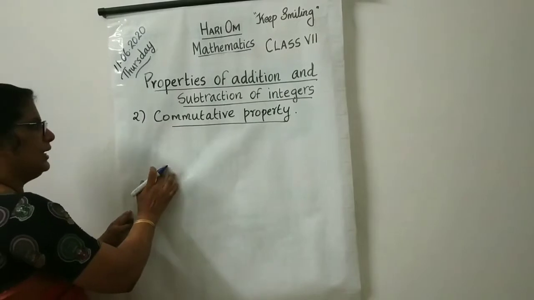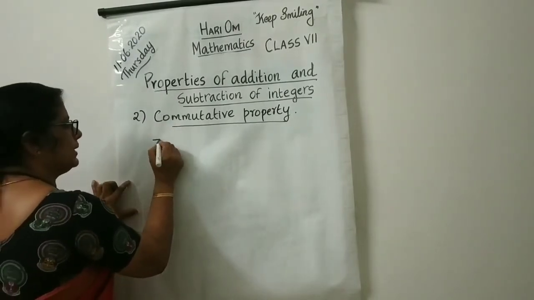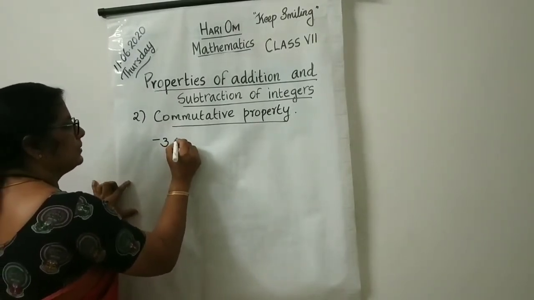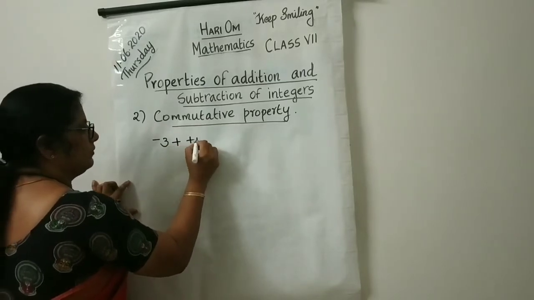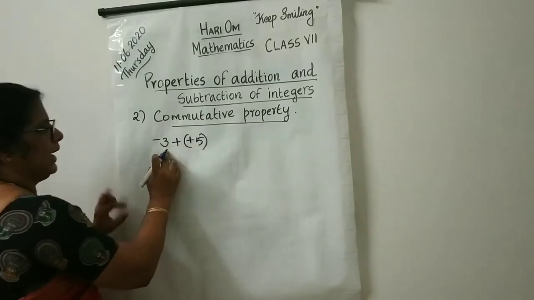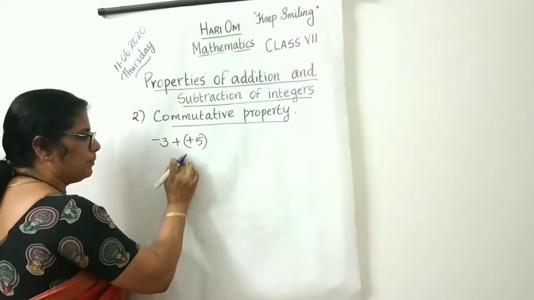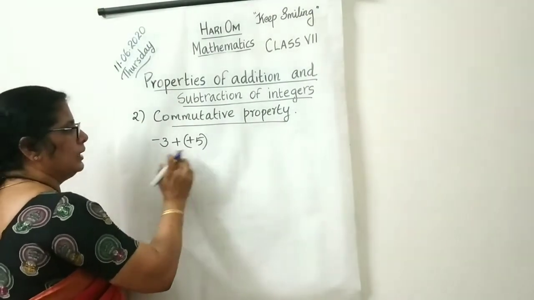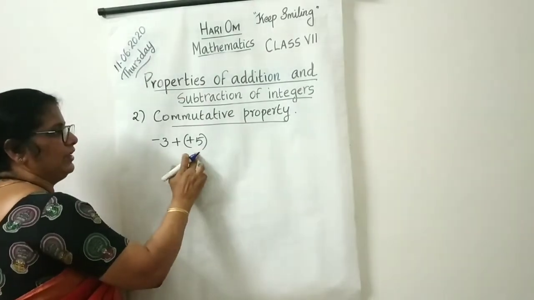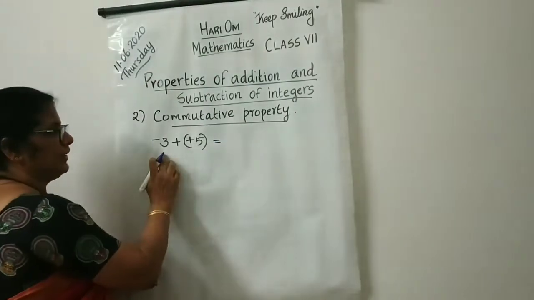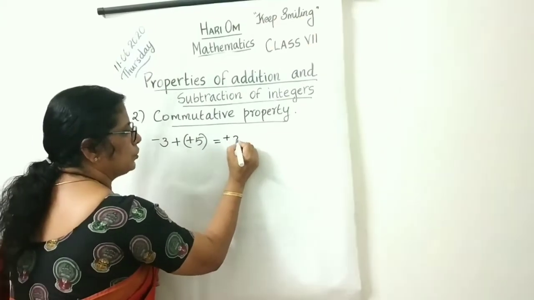So if you take any two integers, minus 3 and plus 5, and I am adding minus 3 plus positive 5. What is minus 3 plus positive 5? Minus 3 plus positive 5 is positive 2.